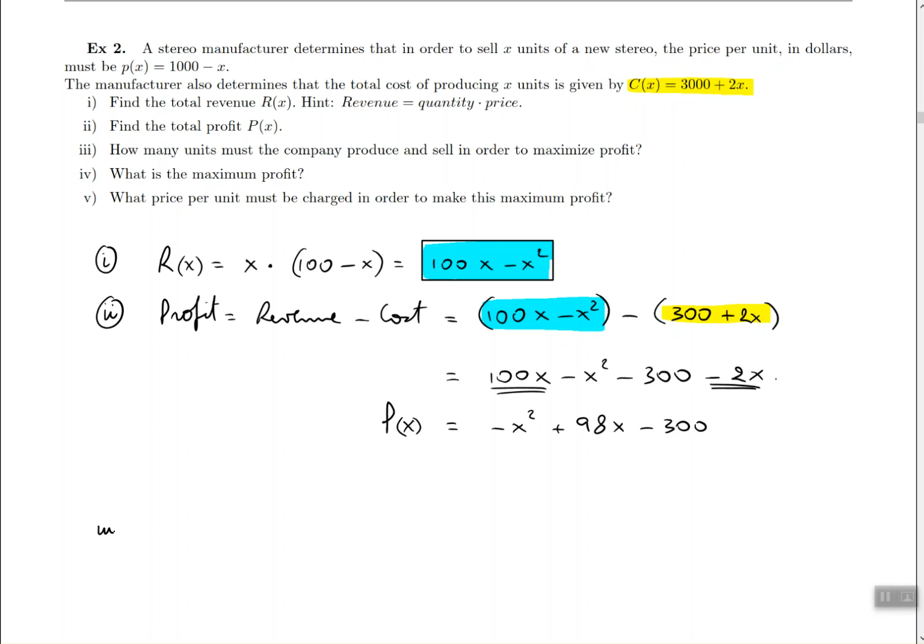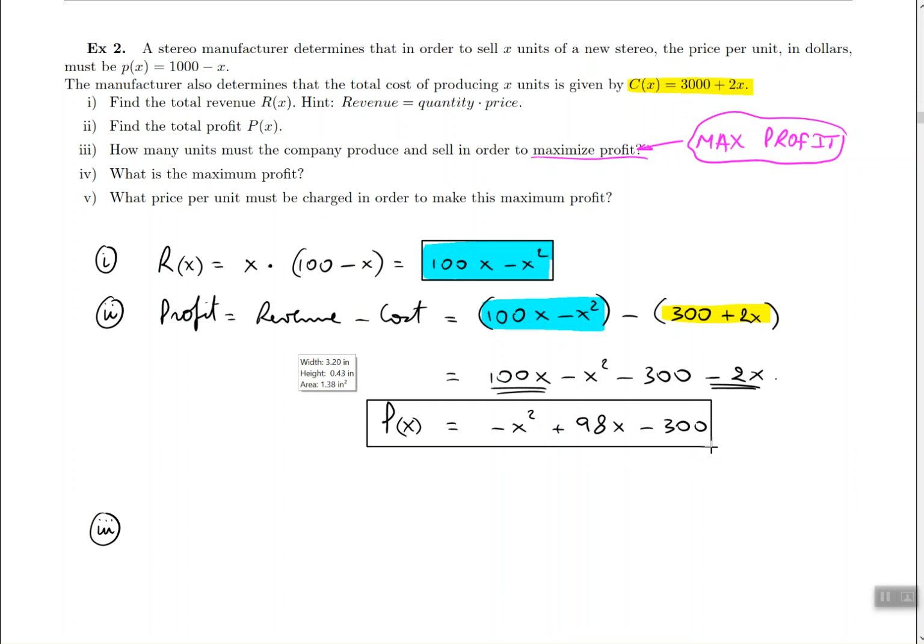Okay, so now part 3 said how many units must the company produce in order to maximize the profit. So the word maximize reminds me that I'm looking for the maximum profit, which means I need to go to the profit equation, find the derivative, the critical numbers, and all that stuff. So my profit equation was way down here. We're going to grab that. So the profit equation is negative x squared plus 98x minus 300.